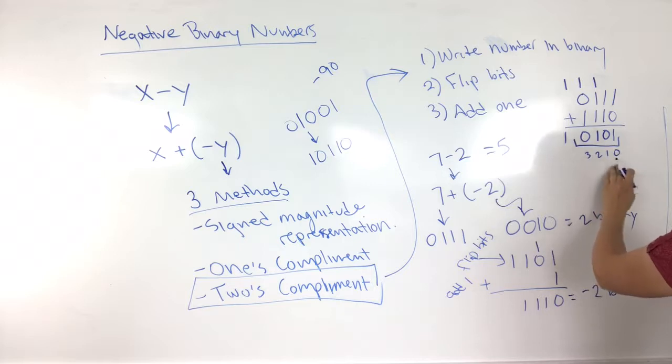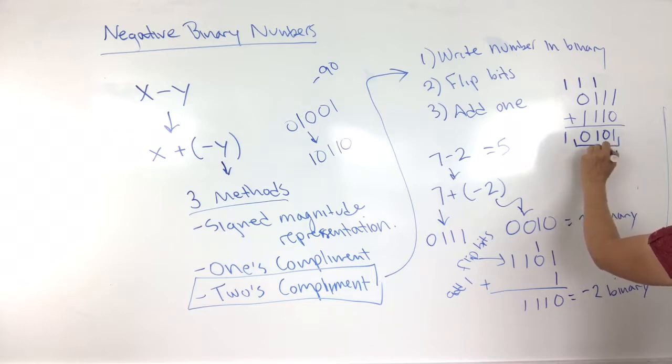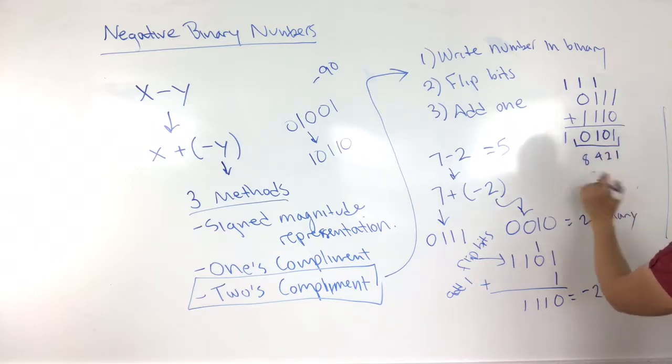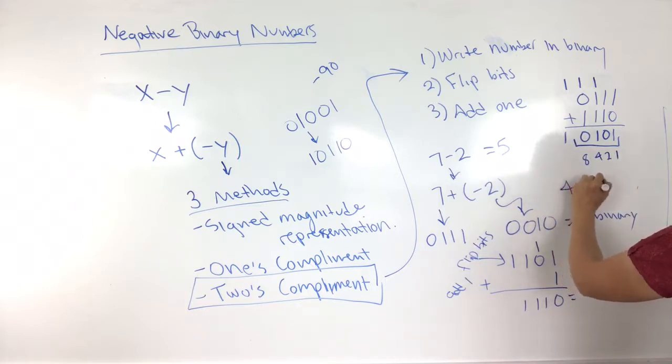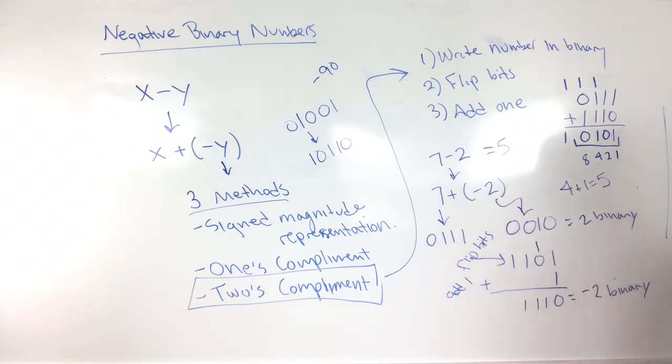So we have, well, so this is 1, 2, 4, 8. So we have a 4 and a 1. So 4 plus 1 is equal to 5. So that means that we got the correct answer with this.